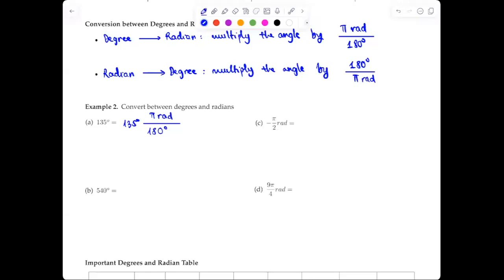Twenty-seven, 36. That'd be a good start, yes. So 135 divided by 180, we say 27 over 36. Okay, so that's a good start, but you can go further than this. 27 and 36 are divisible by 9. So 27 divided by 9, you have 3. 36 divided by 9 is 4. So 3 over 4 is the simplest form of this fraction. So here you can convert this into 3 pi over 4 radian.